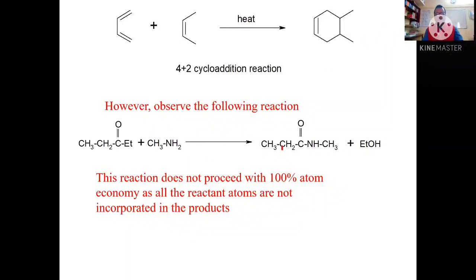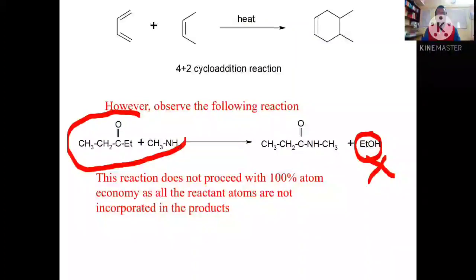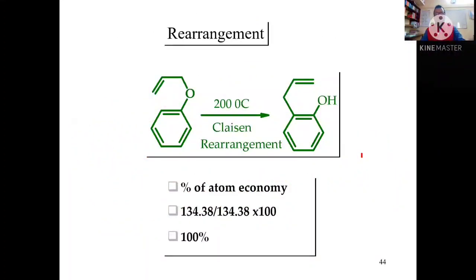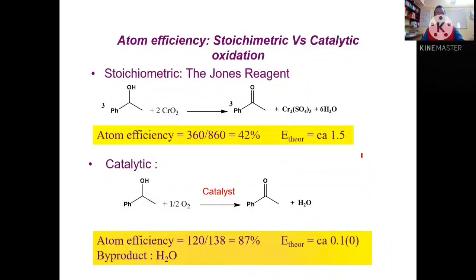Now let us try to see this reaction. You are using ethyl propanoate with methanamine, and you are getting a substituted amide, and this is the byproduct. This byproduct, we wish it does not get produced. This means all the atoms present in the reactants are not present in the product. This is only the product. This is the waste. So here, the atom economy will not be 100%. The Claisen rearrangement, on the other hand, has 100% atom economy.